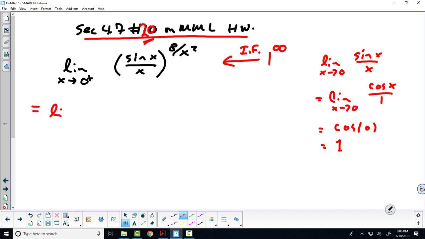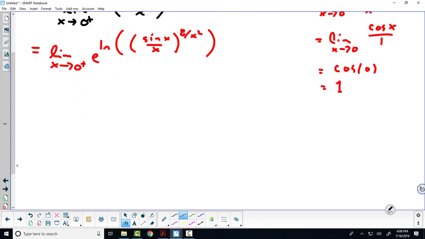So this is equal to the limit as x approaches 0 from the right of e to the natural log of the whole expression, sine x over x to the 8 over x squared. In this next line, I'm going to do 2 steps at once. What are the 2 steps that I do? At some point I'm going to pull this exponent outside the ln. I'll do that in just a moment. What else am I going to do? We've got to pass the limit through this continuous function. So we get e to the limit as x approaches 0 from the right of, and then we'll pull out the power, 8 over x squared times the natural log of sine x over x.